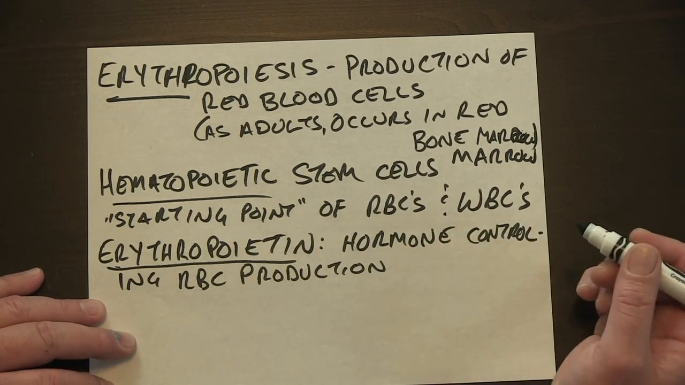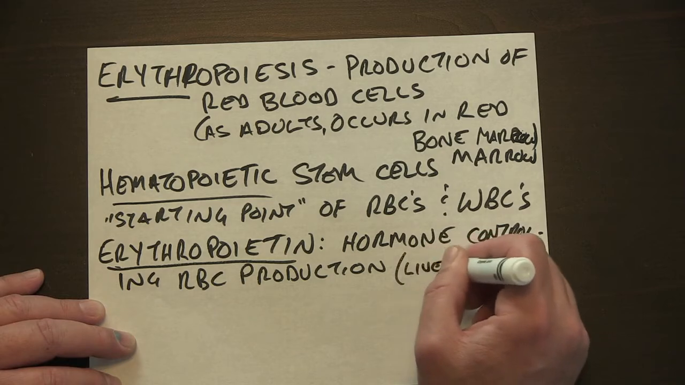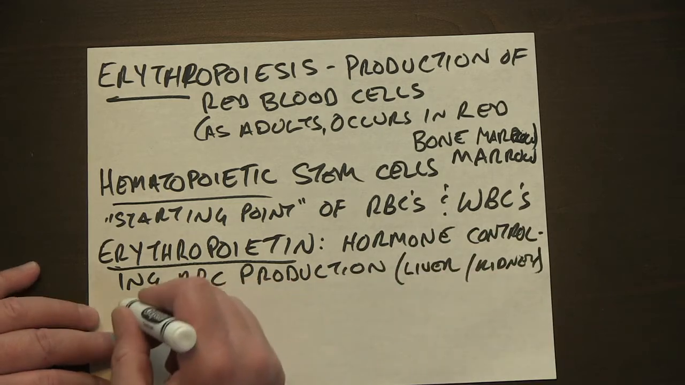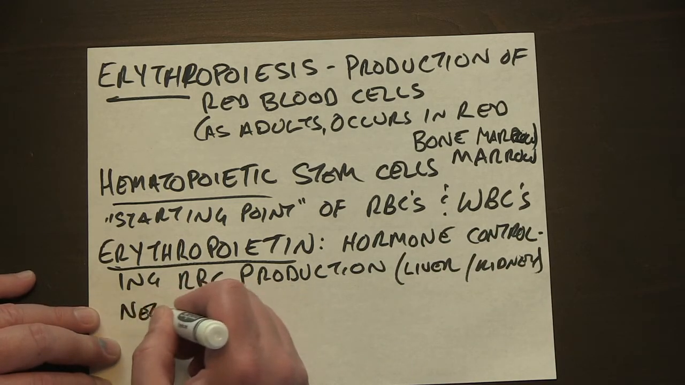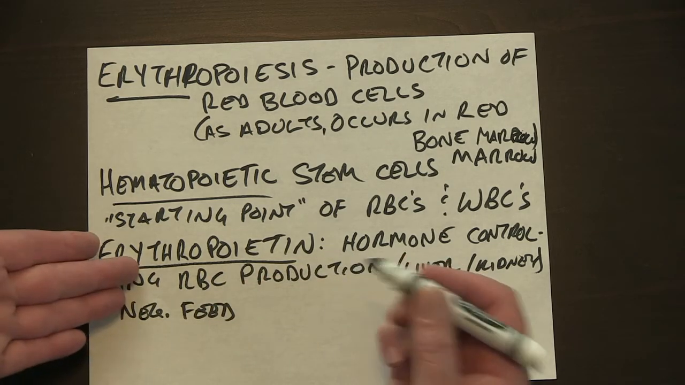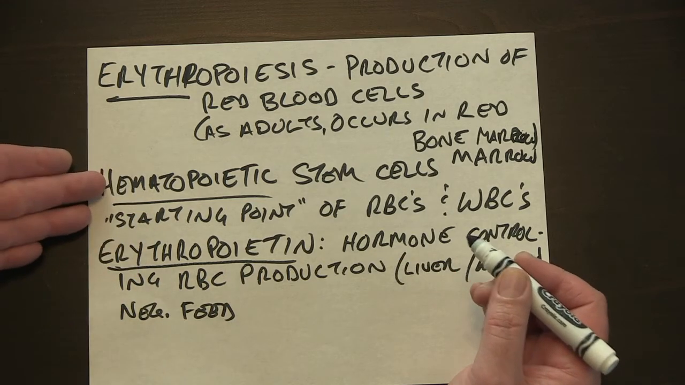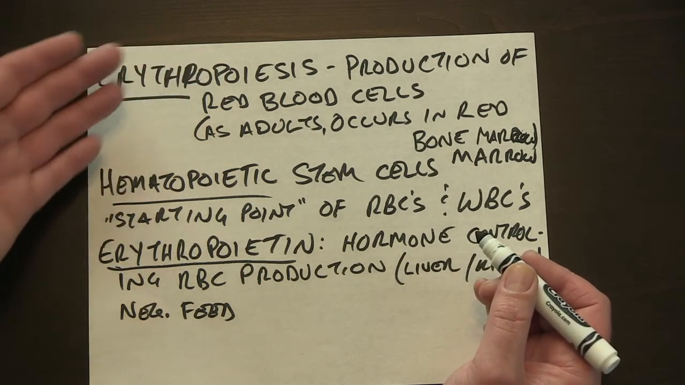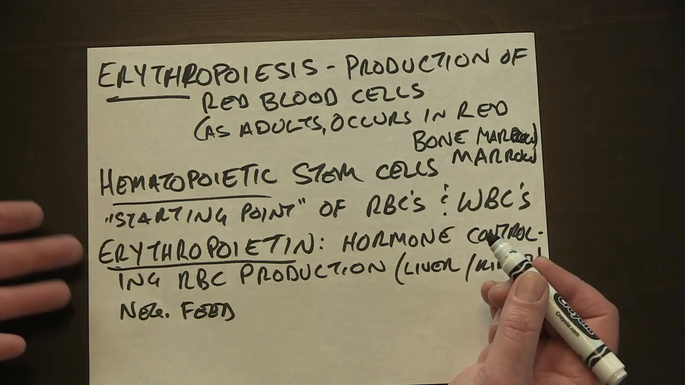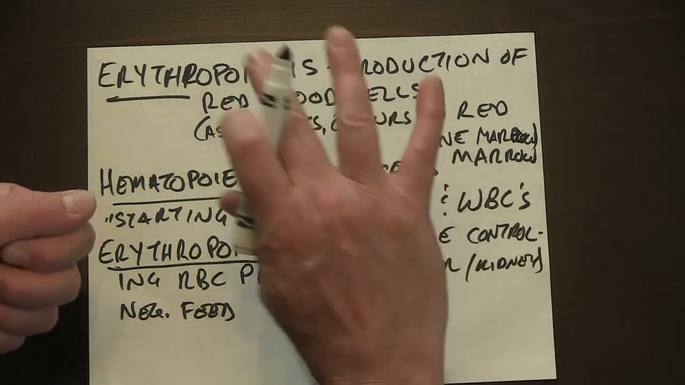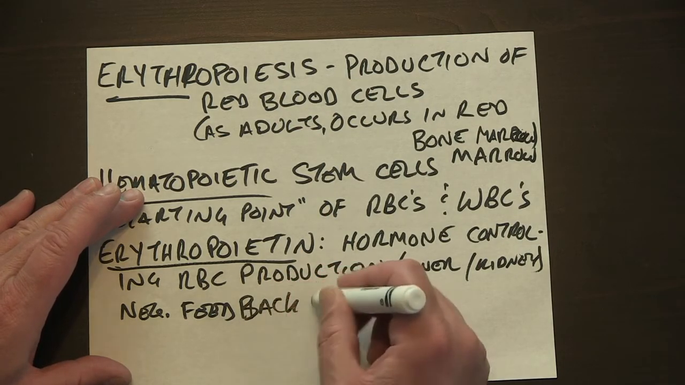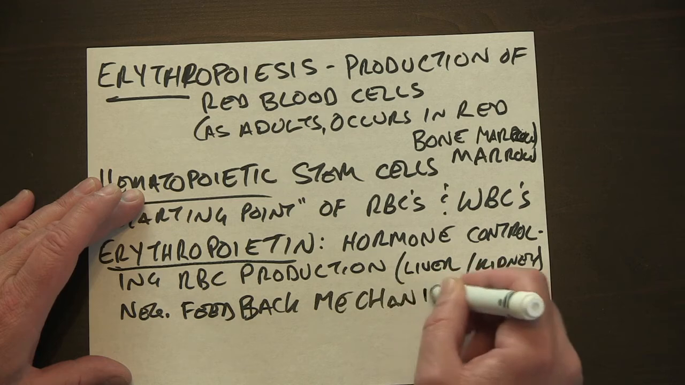It's released by the liver and the kidney. And there's a negative feedback mechanism that regulates it. So if you need blood, it starts releasing the erythropoietin, which causes the hematopoietic stem cells to turn into red blood cells. And when you have enough red blood cells, it starts shutting this thing off, like filling up the gas tank in your car. You have an empty tank, you start filling it up. As it gets more and more full, it stops filling it up, right? So negative feedback mechanism.